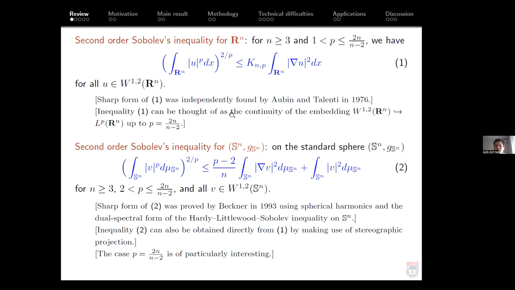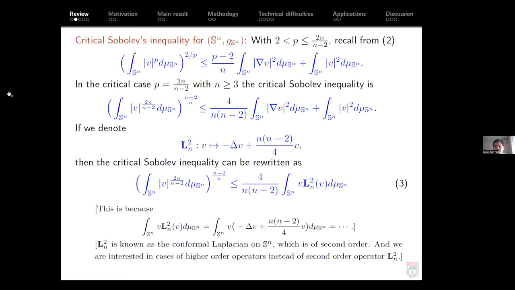Now these two inequalities have a very rich literature. So I should avoid going into this, and people can look at it in many textbooks. Let me focus on the critical case. The critical case for the Sobolev inequality on the sphere is simply that you replace p by 2n over n minus 2, and then you come up with the second inequality here.